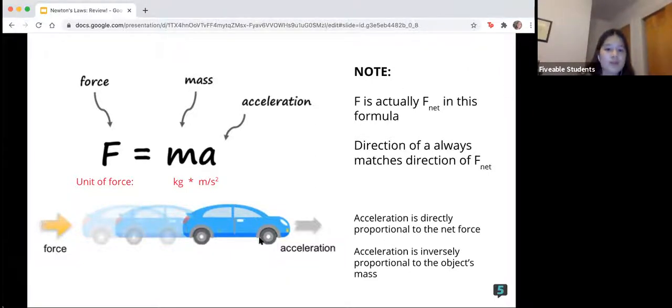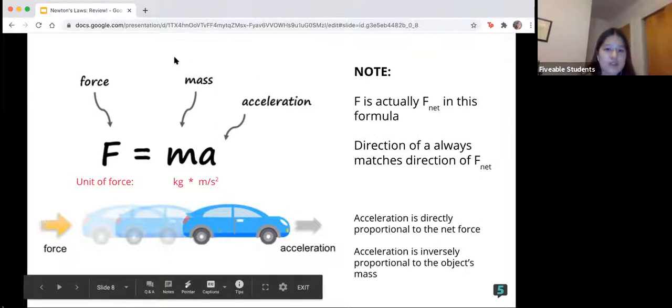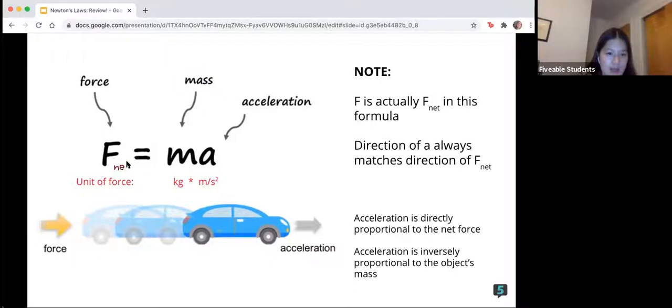Oh, and one small thing to note, I'm going to draw it out right now so we don't get confused. Remember, Newton's second law is just an equation. I like to think of Newton's first law as an if-this-then-that, whereas Newton's second law is just an equation. And really important, I know most people say F equals ma.